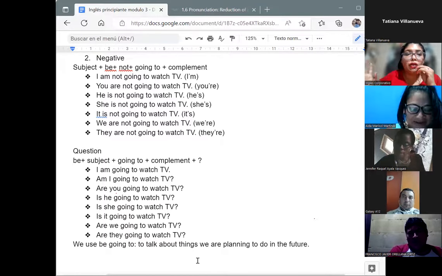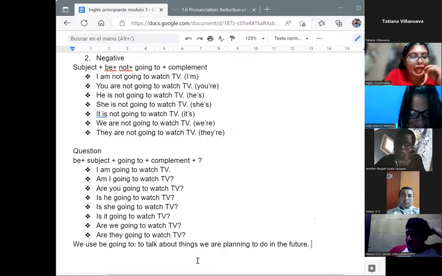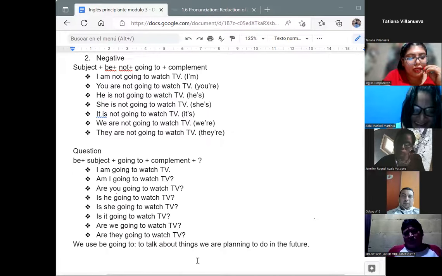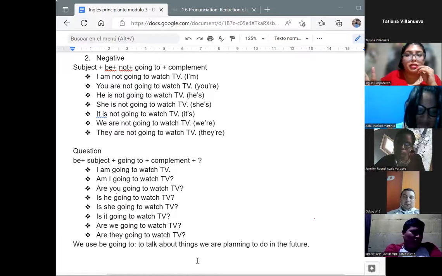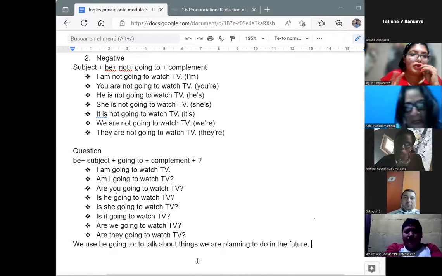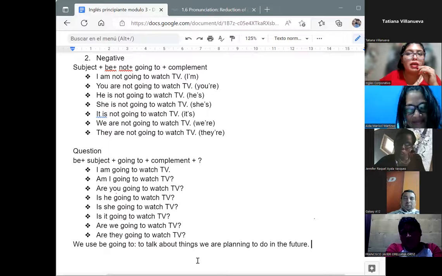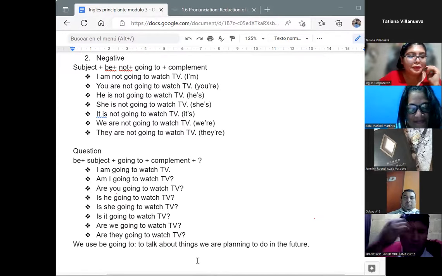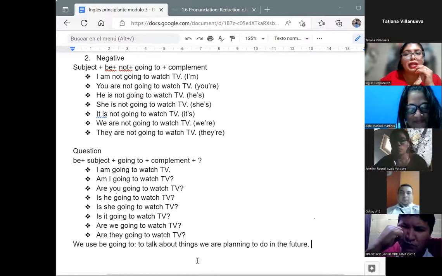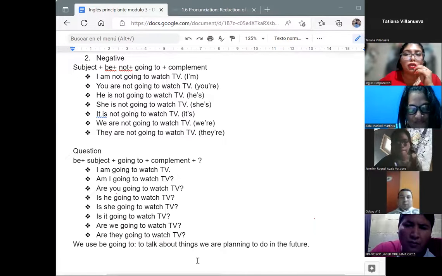In the second one, we are going to make negative sentences. Vamos a hacer oraciones negativas siguiendo las estructuras. And in the exercise number three, I'm going to write two parts of the sentence. Van a ser dos partes de una misma oración. La vamos a escribir separadas y ustedes me van a ir diciendo cuál es la mejor opción para completar esas oraciones. Pero vamos a hacer la primera parte. I'm going to write the sentence. Voy a ir escribiendo las oraciones.